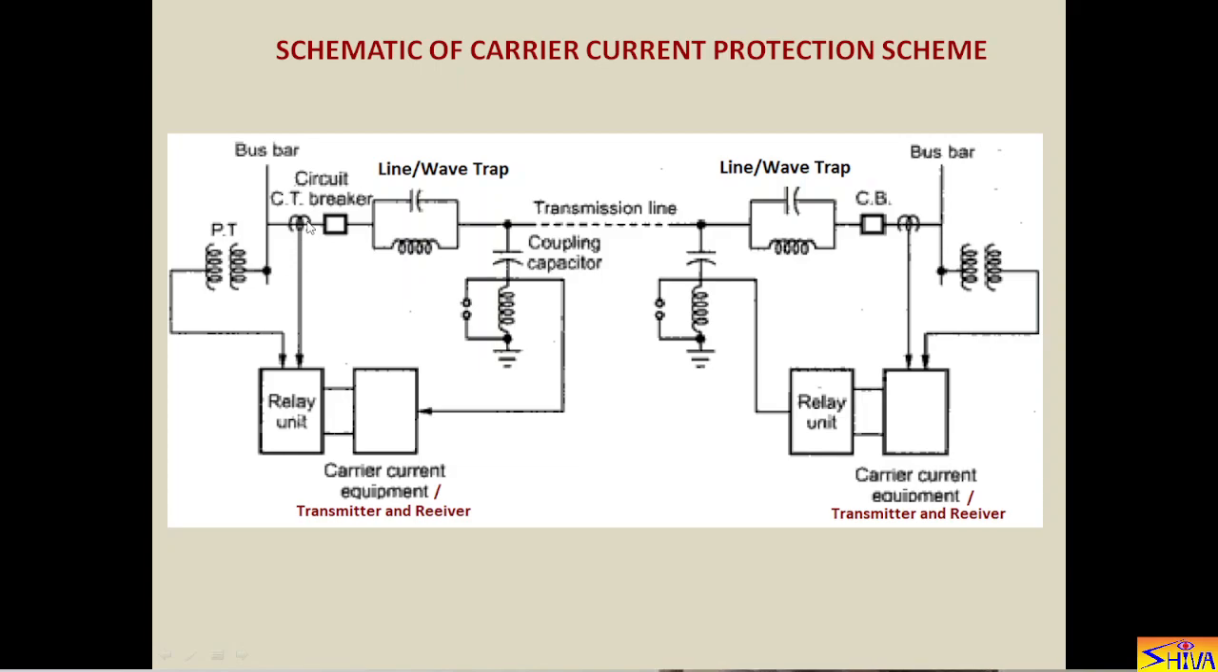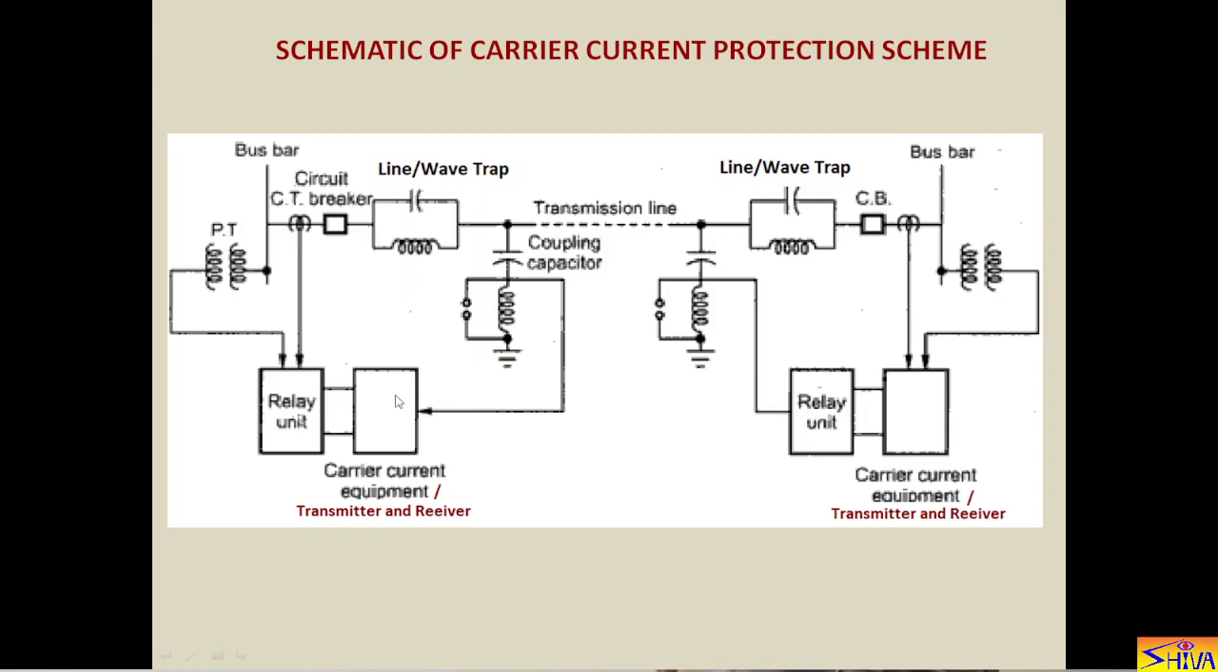Normally, in general, CT, PT, relay and circuit breakers are there. So this is CT, this is PT, this is relay unit, this is circuit breaker, same is here: circuit breaker, relay unit, CT and PT. From CT and PT, signals are given to relay unit. I will explain for end A only. From the relay unit it is going to the carrier current equipment, which consists of transmitter and receiver.